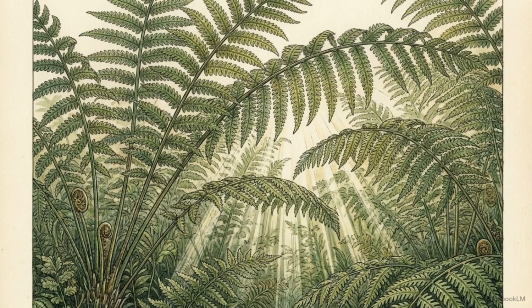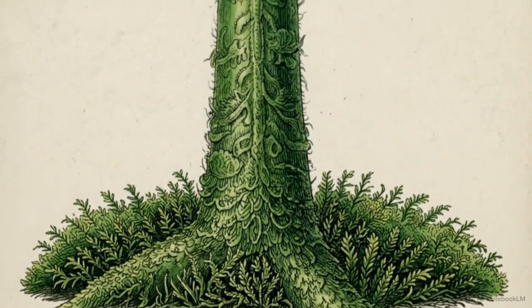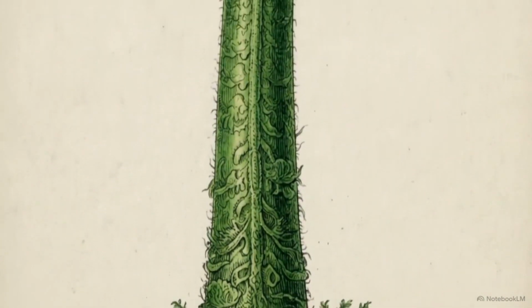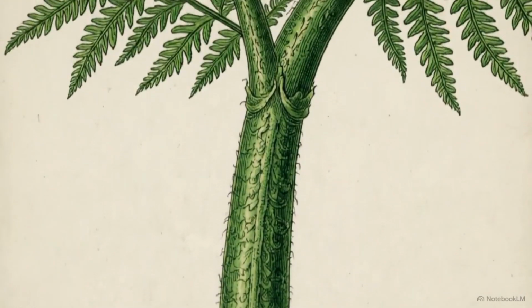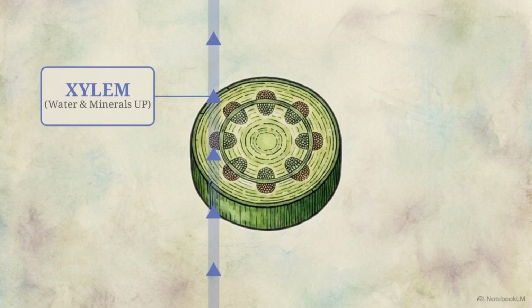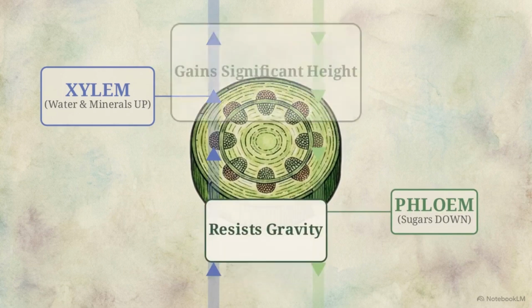Moving further inland, we find the pteridophytes. This group includes ferns, representing a massive biological shift. These are the first plants equipped with true roots, stems, and leaves. As this fern uncoils upward, it utilizes internal vascular tissue. Tissues known as xylem and phloem act as a dedicated plumbing system. They pull water and nutrients from deep underground and transport them up to the leaves, allowing the plant to resist gravity and gain significant height.